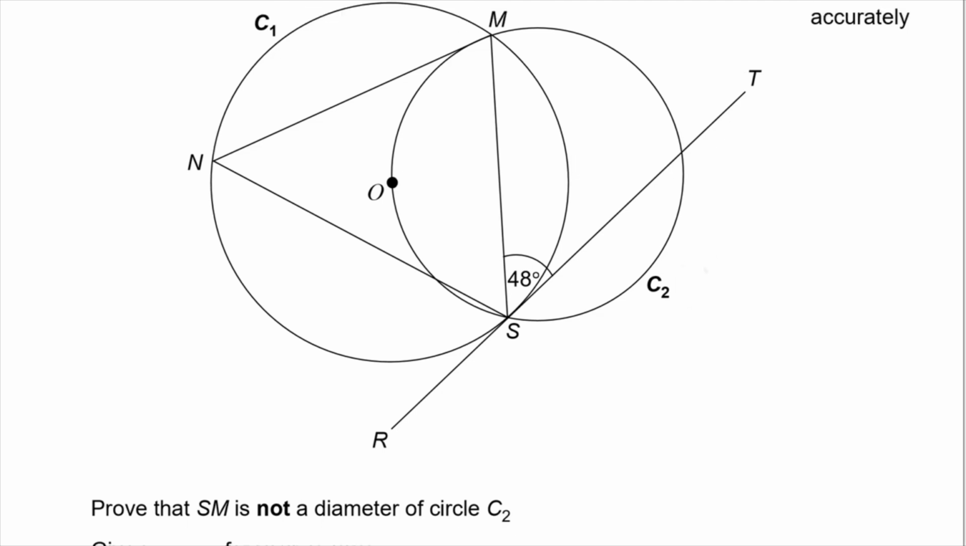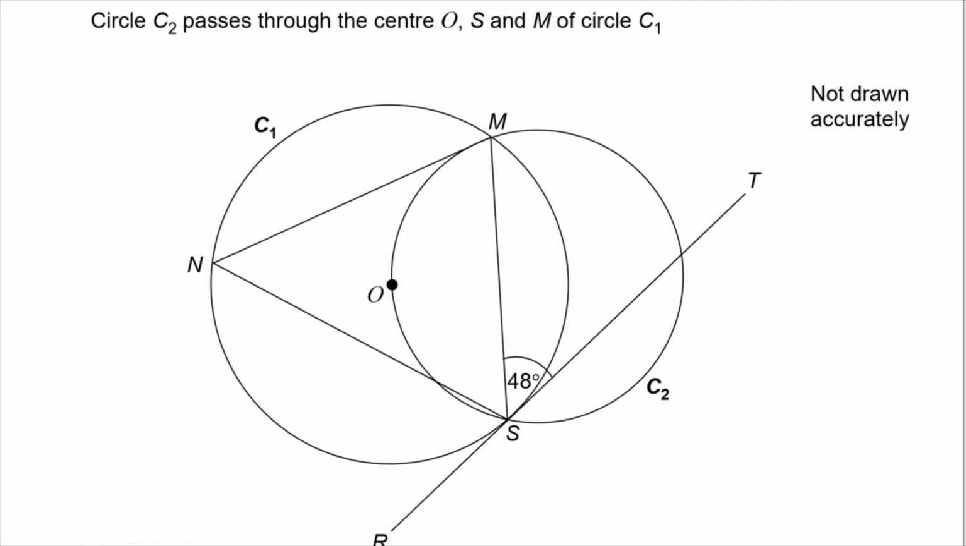Okay, so where is SM? SM is this line here, isn't it? Okay, there's my line SM. Now, if it was a diameter, then it means it would pass through the middle of the circle. And it also means that any angle I subtended from it would have to be a right angle, because an angle subtended in a semicircle is a right angle. So if SM was a diameter, then that would have to be 90 degrees. Now, if that was 90 degrees, then this angle here must be half of it, must be 45 degrees.